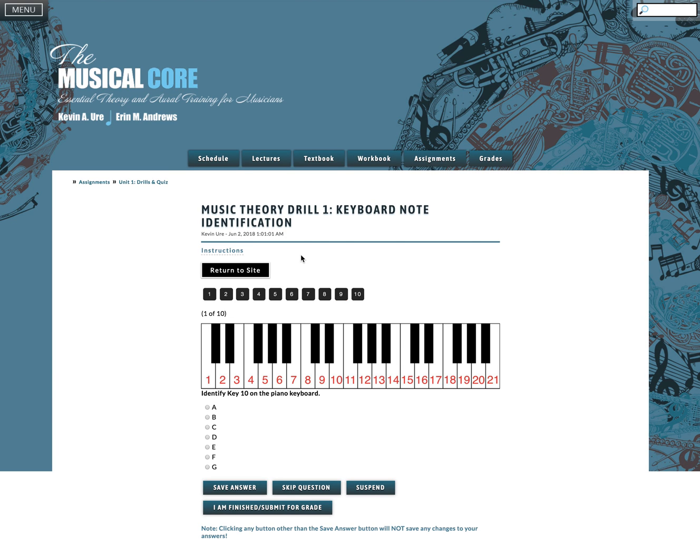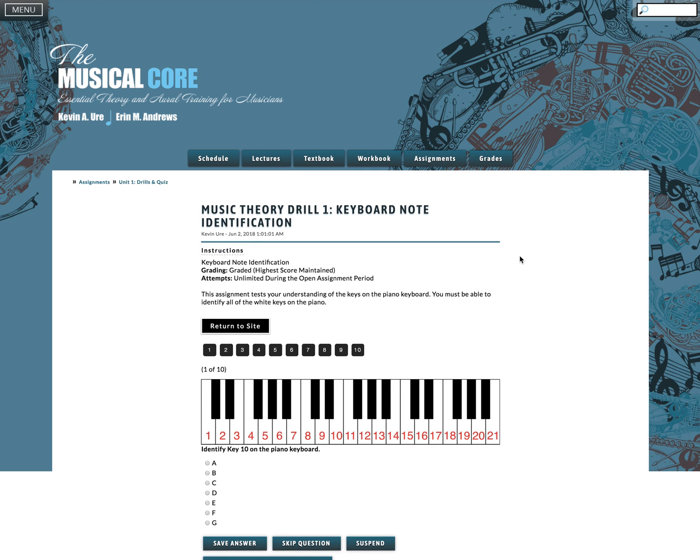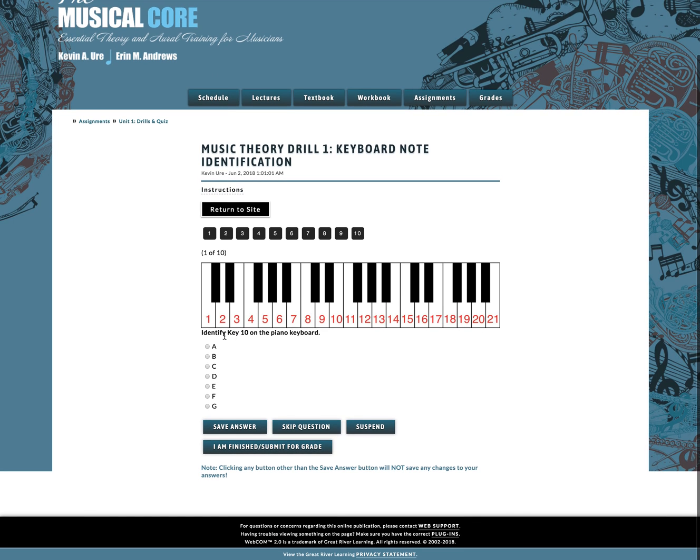So for music theory drill number 1, you can click on the instructions. This one tests your ability to identify all of the white keys on the piano. You don't have to identify the black keys at this point. So this says identify key number 10 on the piano keyboard, and everybody's going to have a different test for this. Every time you take this, it will be a new set of questions, but they'll all be very similar. They'll all ask about the keys on the keyboard. So in this instance, it's number 10. I find number 10 on the keyboard.